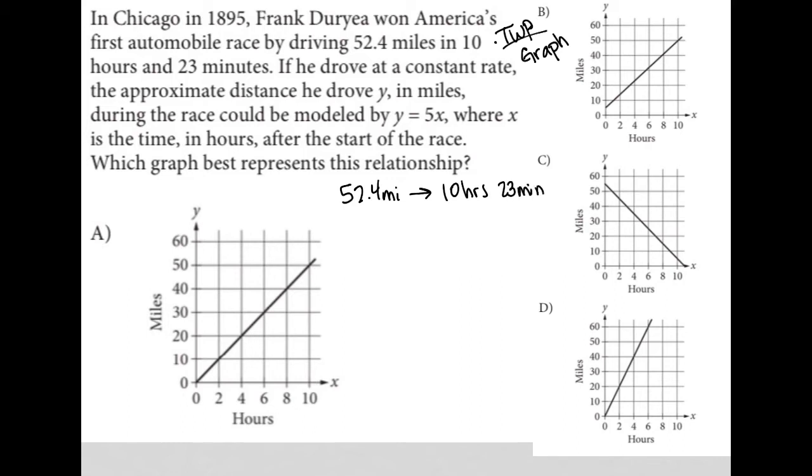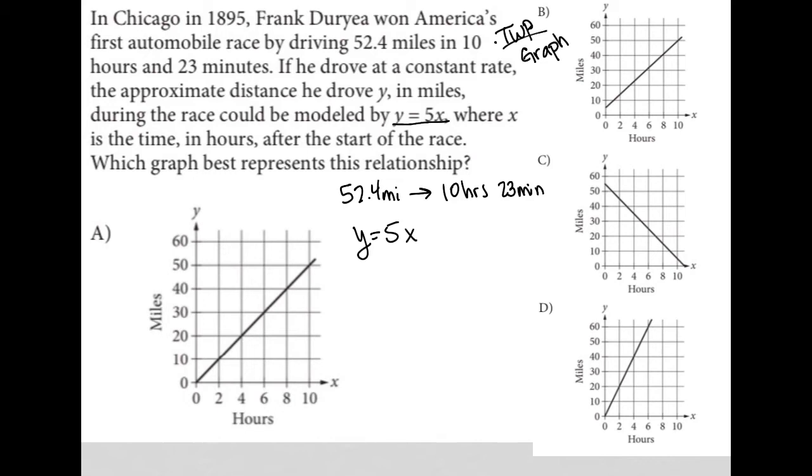The next sentence says, if he drove at a constant rate, the approximate distance he drove, y, in miles during the race could be modeled by, some more quantitative info, y equals 5x, where x is the time in hours after the start of the race. Which graph best represents this relationship?